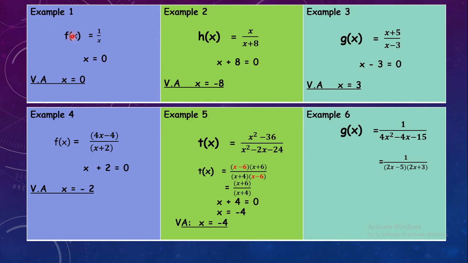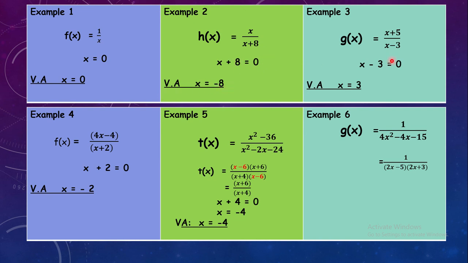So, example number 1, f of x is equal to 1 over x. Our x is 0. Okay? Paano nangyari yon? Okay, our vertical asymptote is x is equal to 0. Our denominator is x, di ba? Pag inequate mo siya sa 0, it's 0. Number 2, h of x is equal to x over x plus 8. So, kunin mo yung denominator mo, equate mo rin ng 0, and then lipat lang siya. So, the vertical asymptote is negative 8.